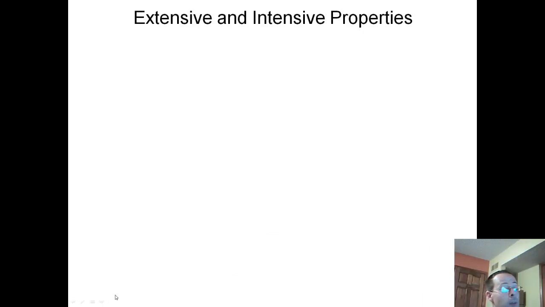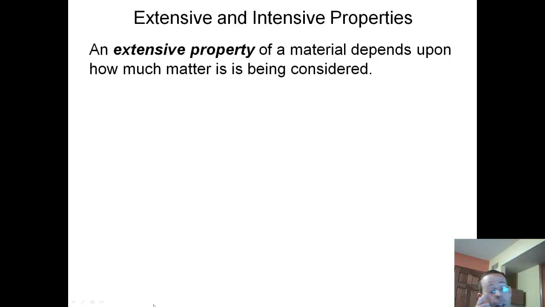Extensive and intensive properties. These are just other properties we can use to explain compounds or elements. An extensive property of a material depends on how much matter is being considered. So extensive properties we might just summarize as size matters.